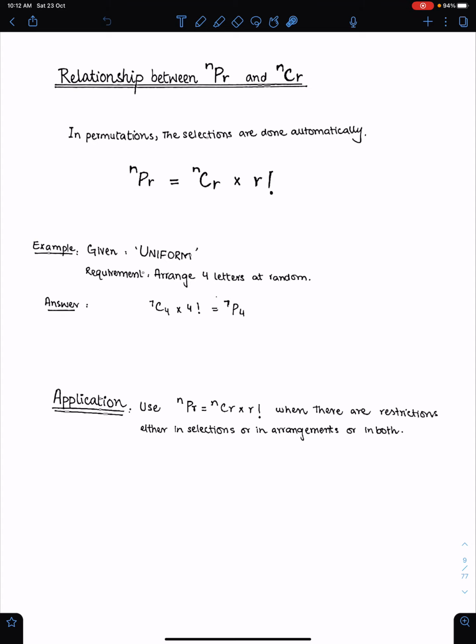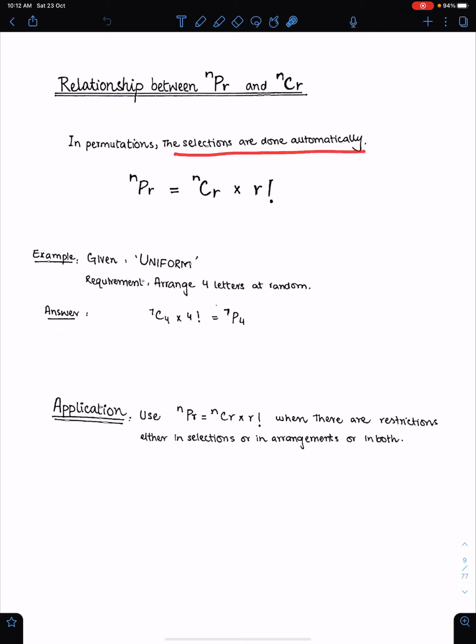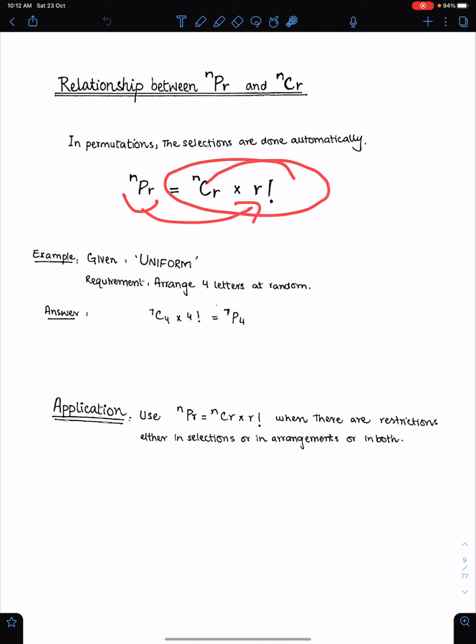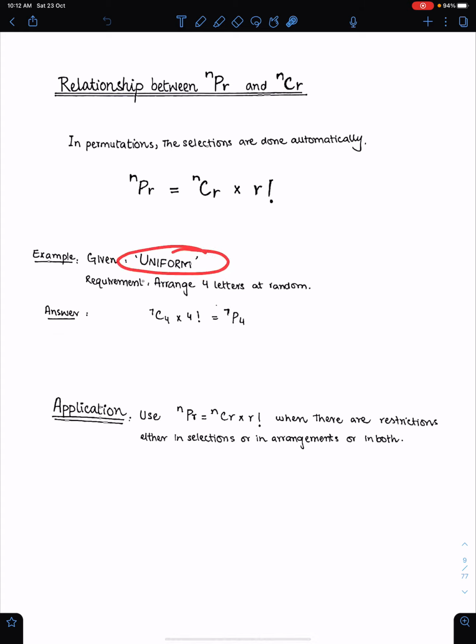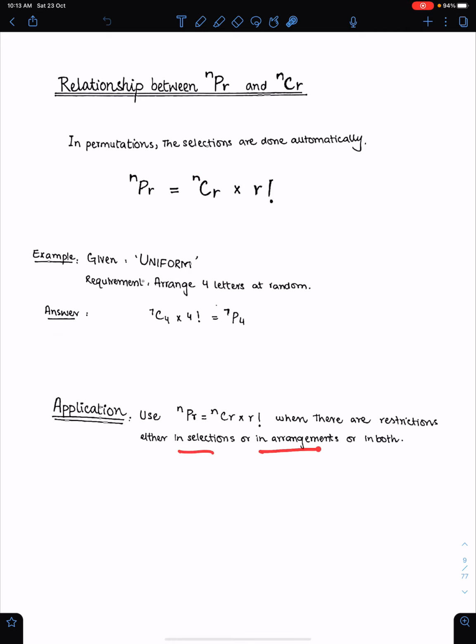Relationship between nPr and nCr. In permutations, the selections are done automatically. This is the formula of nPr: nCr times r factorial. This means selections and this means arrangements. For example, if we have to arrange 4 letters at random from the 7 letters of the word uniform, we write 7P4, and this is the breakup. We first select any 4 letters from these 7 and then we arrange them randomly according to this formula. We use this formula when there are restrictions either in selections or in arrangements or in both.